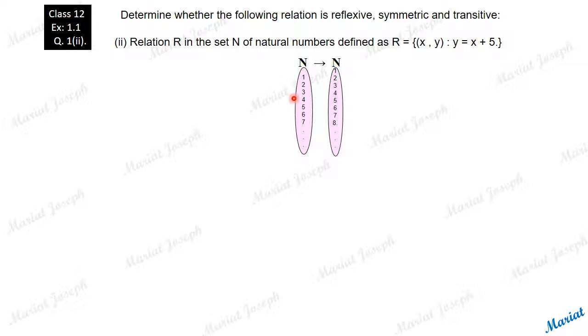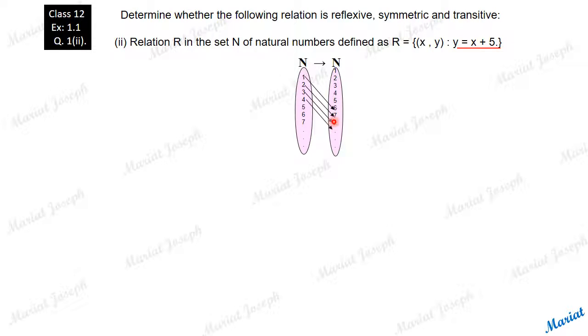Now the relation is defined from set N to set N. The ordered pairs that we will include in this relation should satisfy this condition. An ordered pair (x, y) may be included in the relation if the second element y is equal to the first element plus 5. Let's see which ordered pairs can be included in this relation.